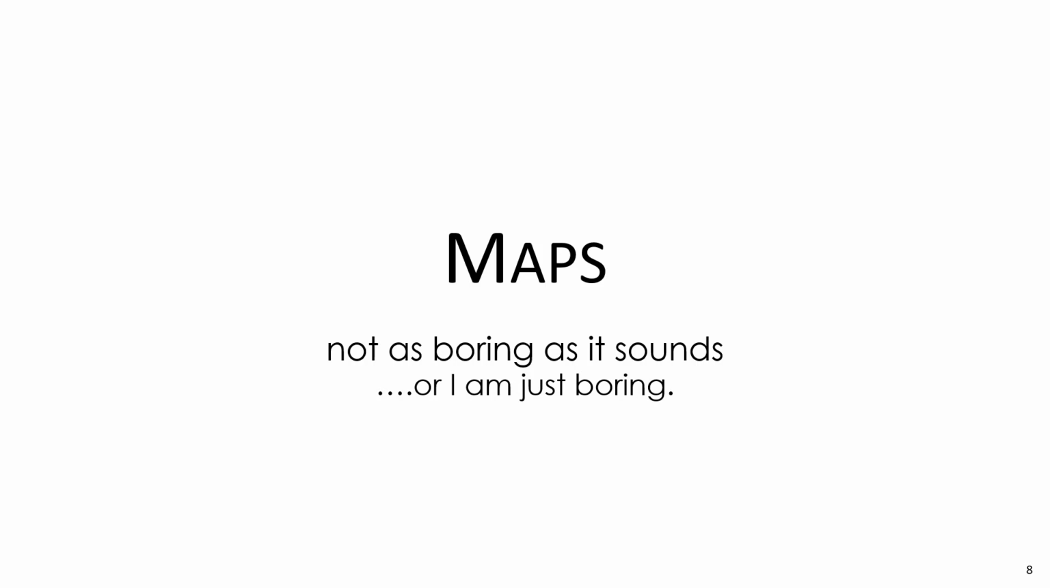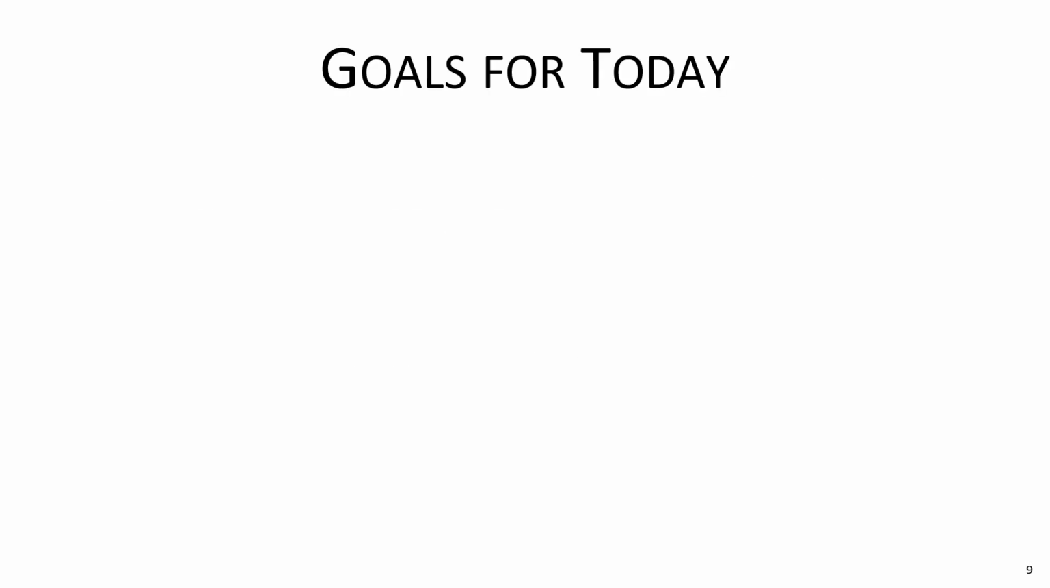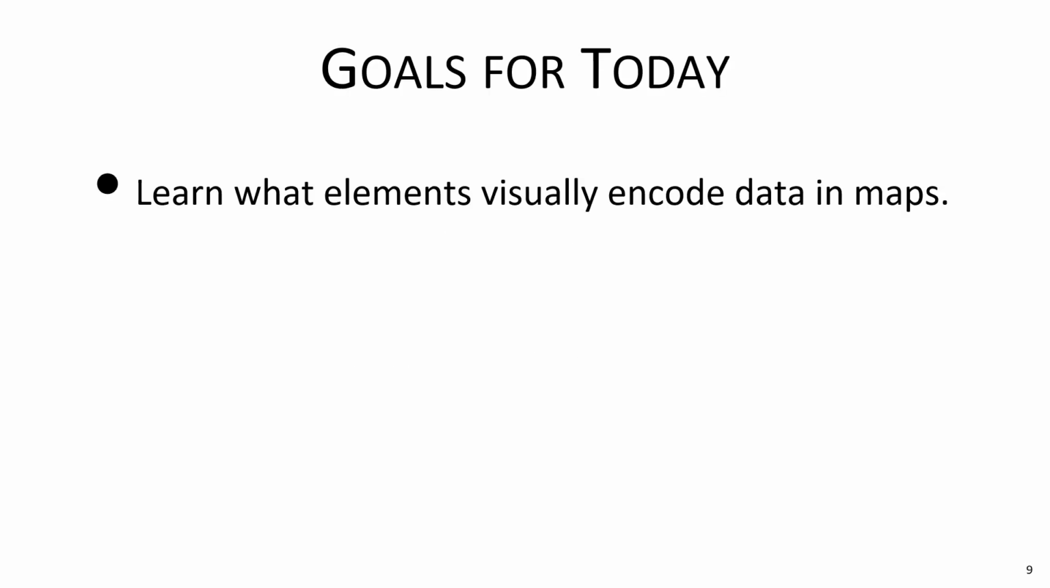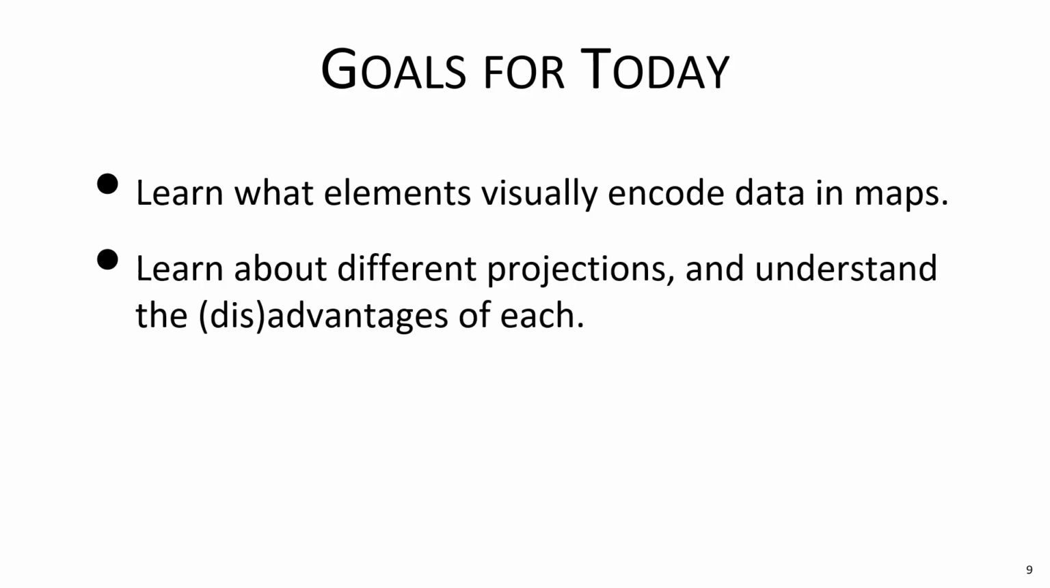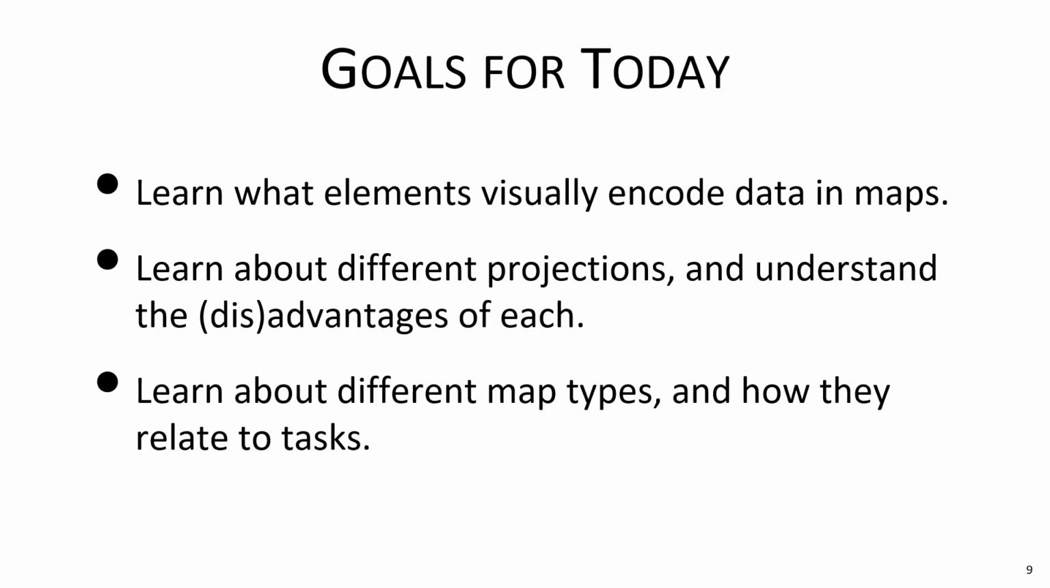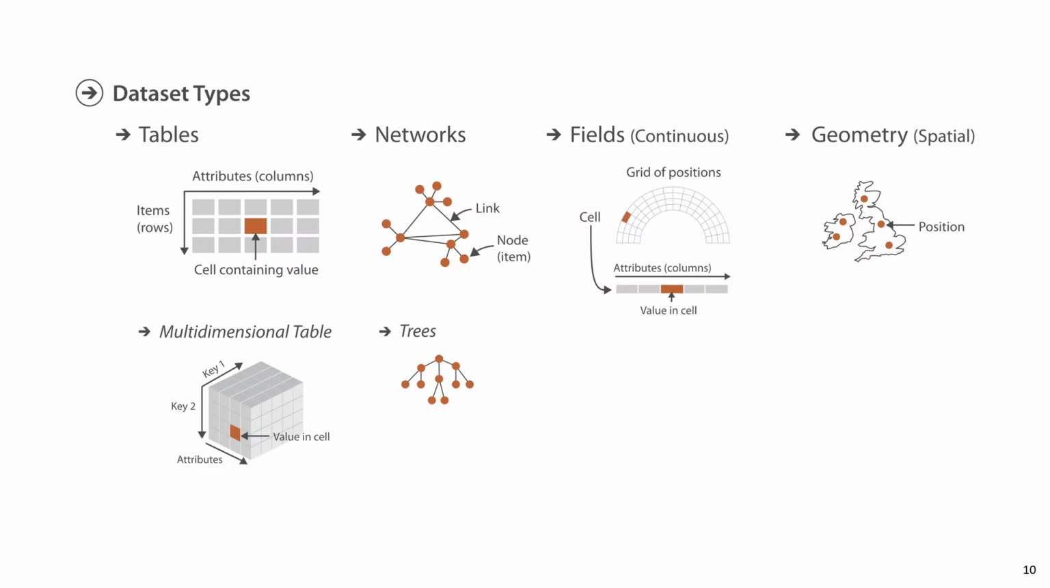So what are we looking at? We're looking at how we visually encode maps themselves and the different pros and cons of each of these approaches. And so we're looking at map types, how we can encode information on maps, that sort of thing. And what are the concerns that we have to have?